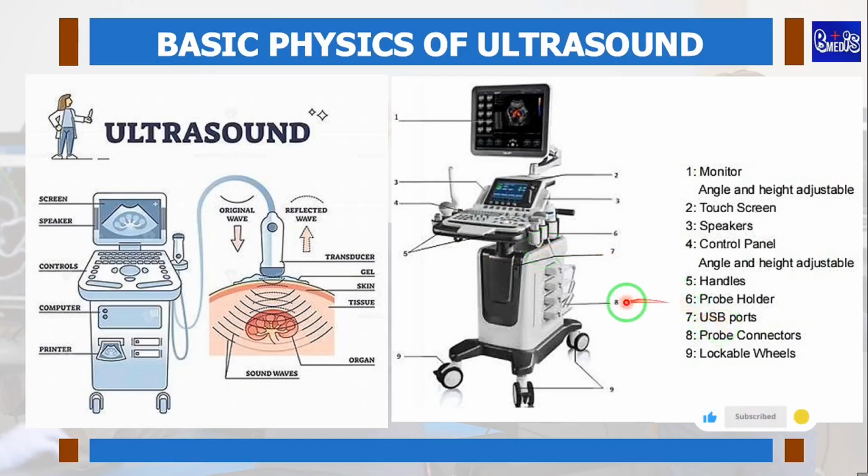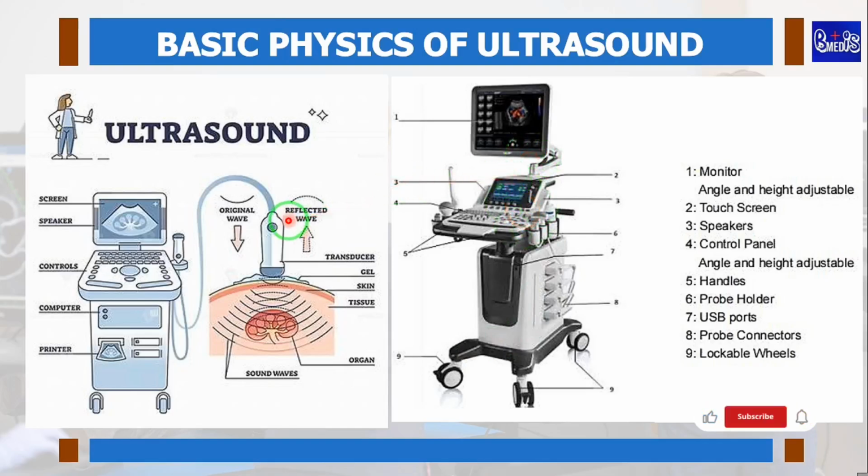Then USB ports for connectivity, which you can use as an input or output device, where you can input some information into the system, and also take out information from the system. We have probe connectors, like I earlier showed you, where you can connect your probes to the machine. Then we have lockable wheels for the trolley base, where you can lock your wheels to avoid movement during procedure. So this is just a simple description of an ideal trolley-based ultrasound machine.